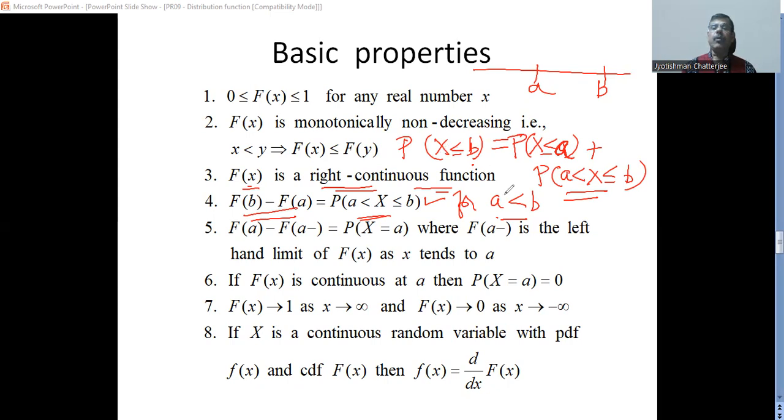And now observe something. What is the probability of capital X less than or equal to B? I'm writing here. That is nothing but F of B. And what is capital X less than or equal to A? That is nothing but F A, plus the probability of A less than X less than or equal to B. And that gives property 4. If you take F of A to the left hand side, you get property 4.